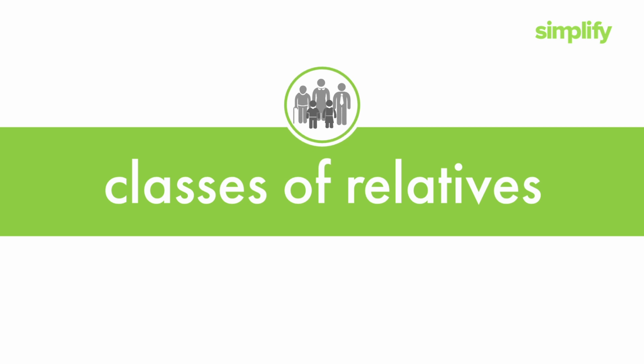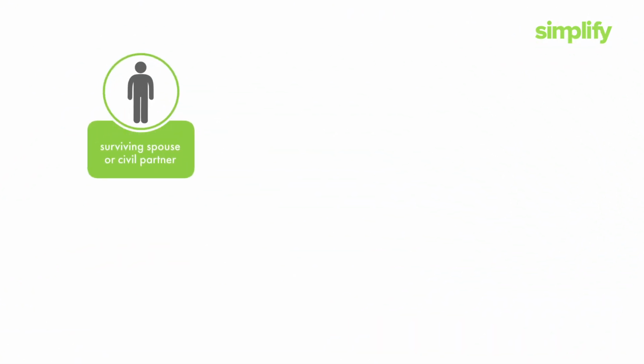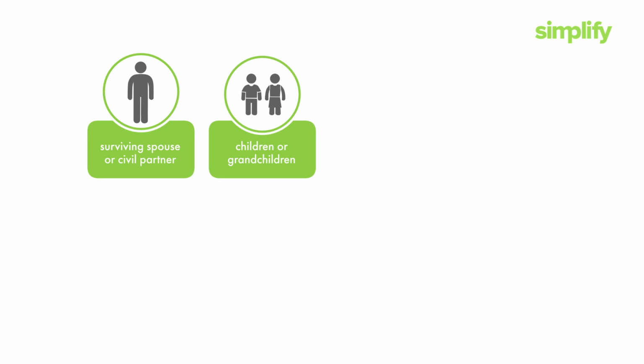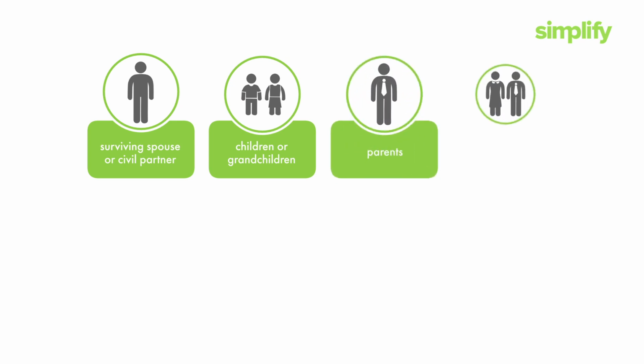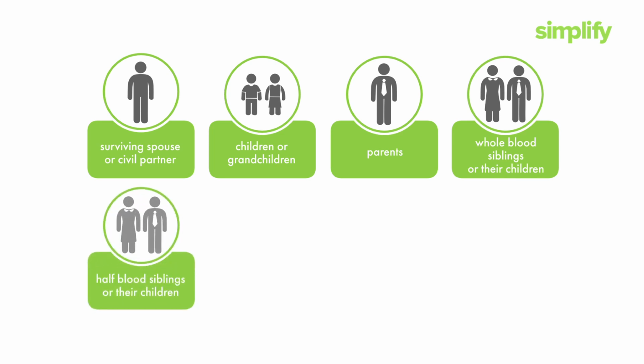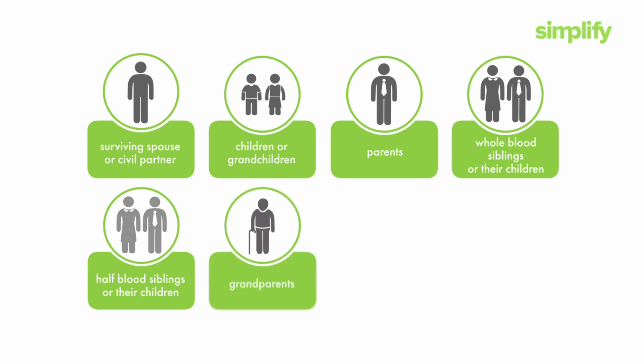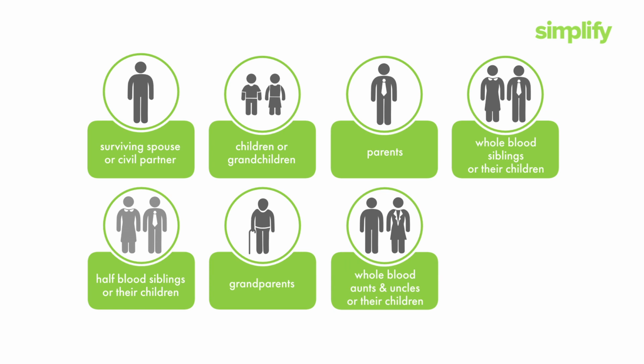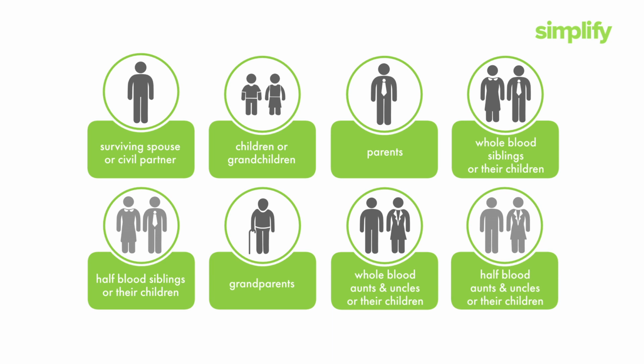Classes of relatives. The rules on intestacy divide the deceased's relatives into classes. A class is simply a group of people who are related to the deceased in the same way. The classes and their order of priority are: surviving spouse or civil partner, children or grandchildren, parents, brothers or sisters of the whole blood or their children, brothers or sisters of the half-blood or their children, grandparents, aunts and uncles of the whole blood or their children, aunts and uncles of the half-blood or their children.